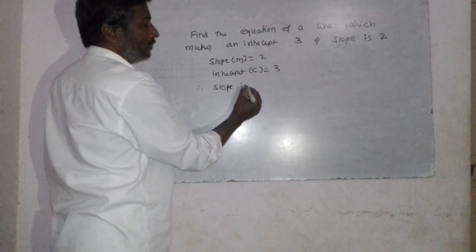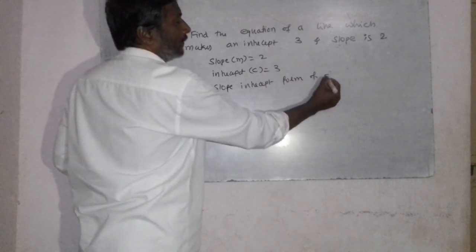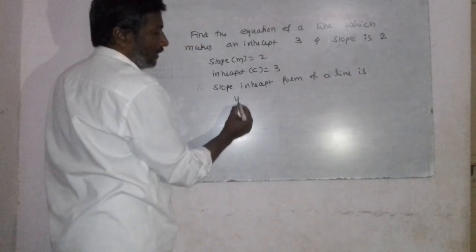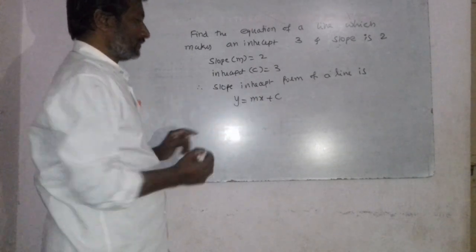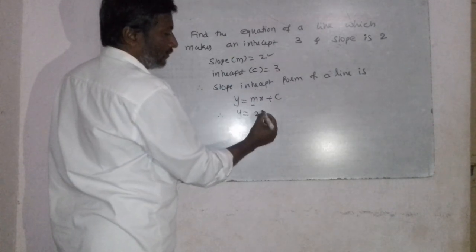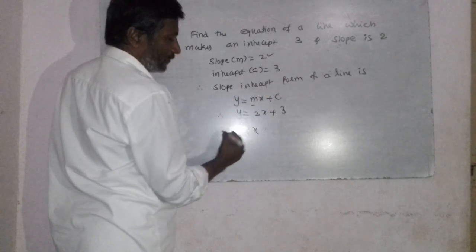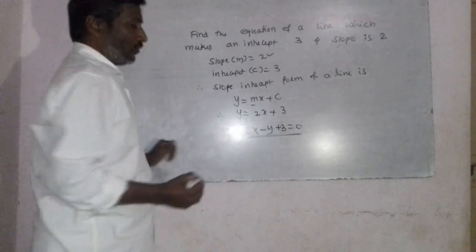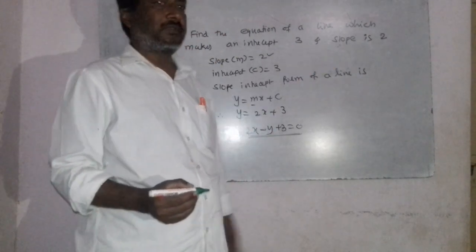So the slope intercept form of a line is y equal to mx plus c. Therefore y equal to m, which is here 2, x plus c, which is here 3. Therefore 2x minus y plus 3 equal to 0. 2x minus y plus 3 equal to 0 is the equation of the line.